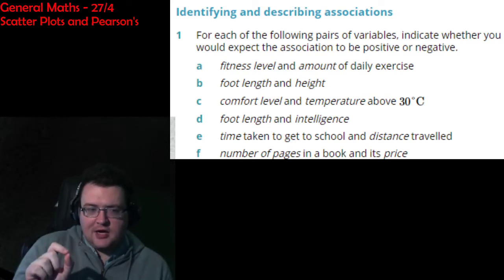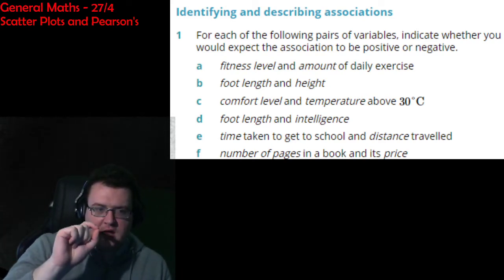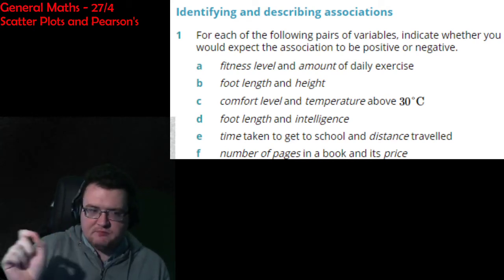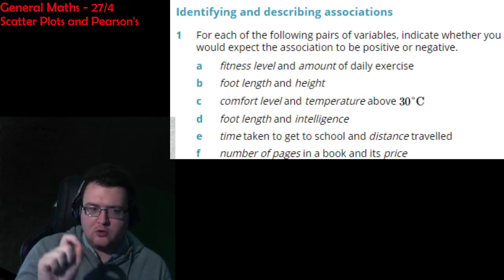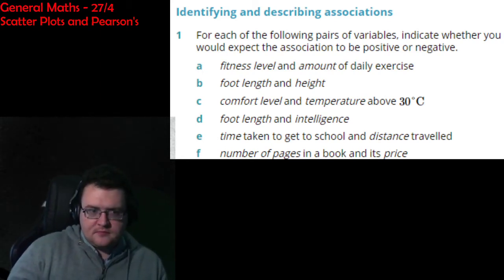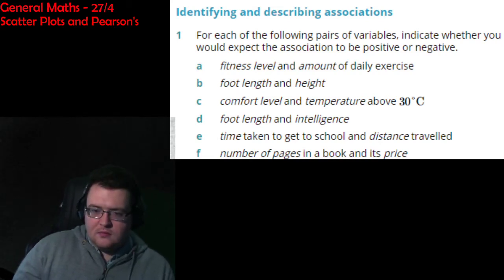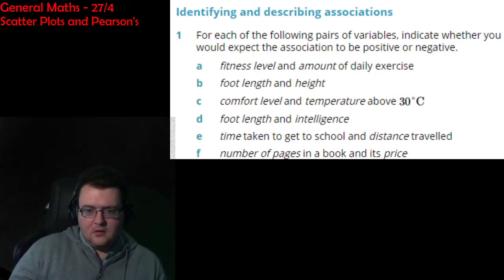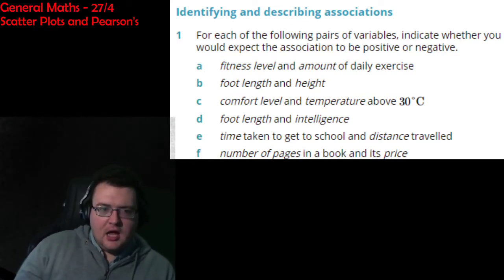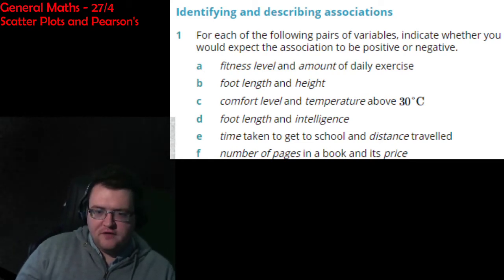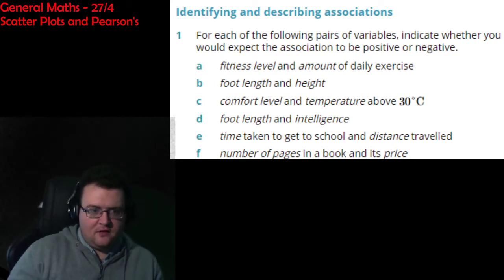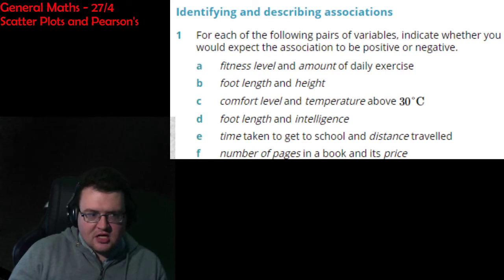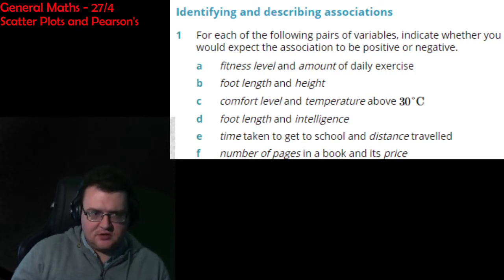So the next thing I'm going to ask you is which is the response and which is the explanatory? Which thing controls the other thing? All right, think about it logically. If you want to improve your fitness level, you're going to have to increase the amount of daily exercise. So your exercise will control your fitness level. Fitness level is your result.